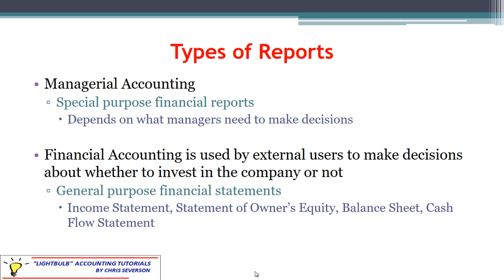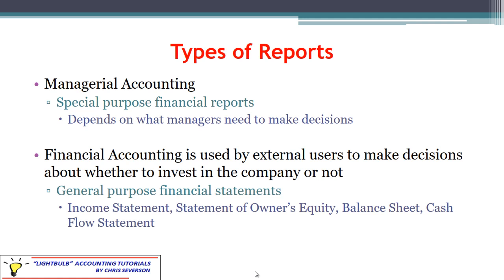In other words, what management wants may very well change from time to time, and it'll certainly change from manager to manager. There are some standard reports that most every manager would want to see, but there are a variety of very unique reports that can be tweaked based on what that manager wants. So they're special purpose. With financial accounting, we're going to talk about 4 core statements that are required.